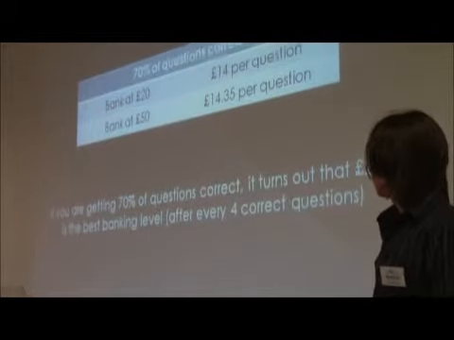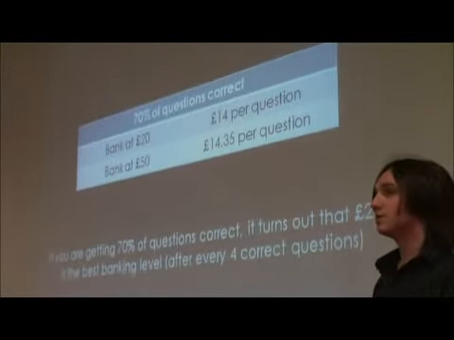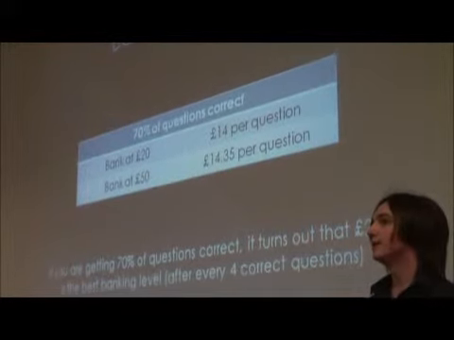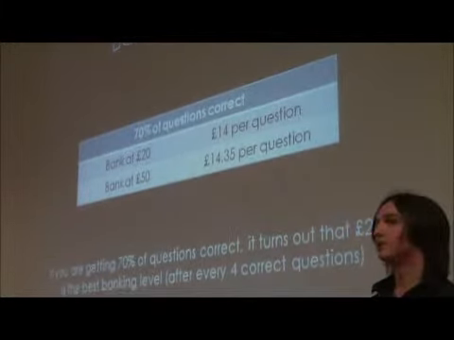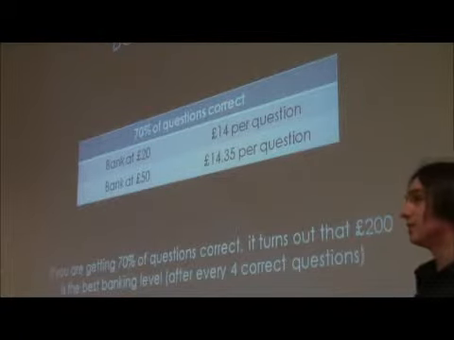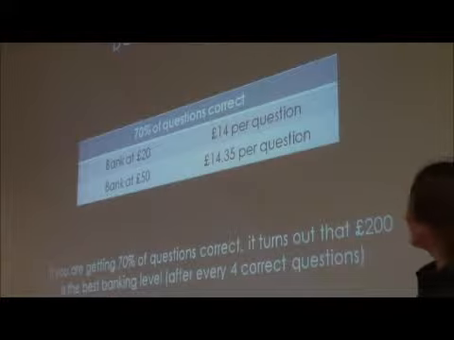So the table for this. And it turns out that if you're getting 70% of your questions correct, it's actually better to bank at £200 than any other banking level, which is after a chain of 4 correct questions. As you go past the £200 level, if you're waiting for longer chains, the expected winnings actually decrease.